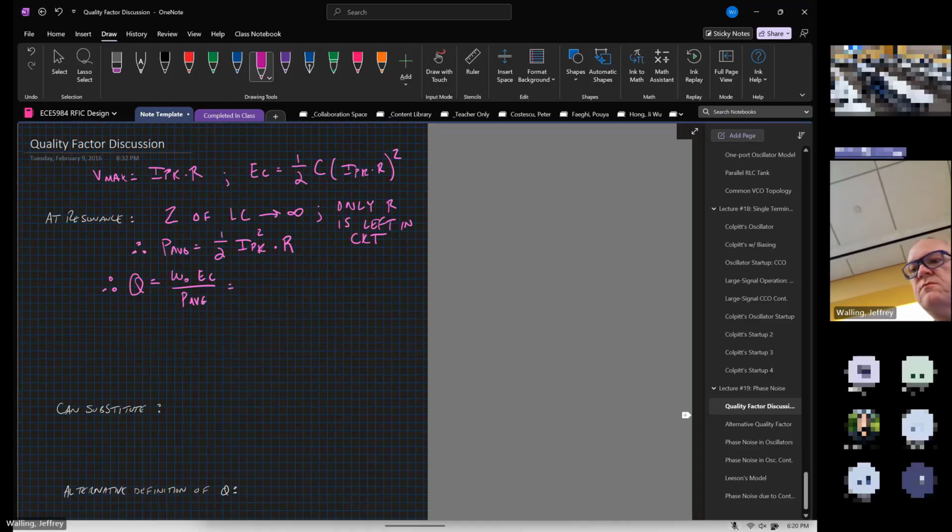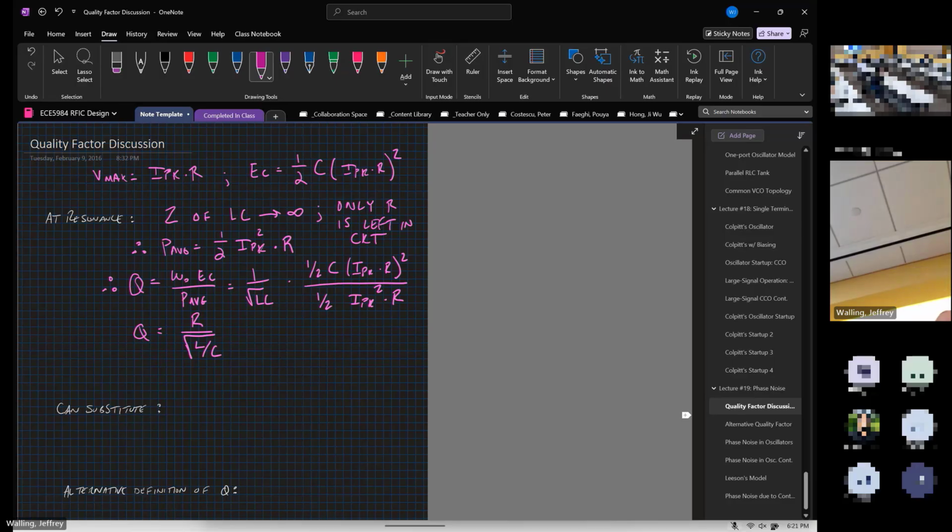And this is equal to 1 over root LC times 1/2 C times I peak times R, squared, over 1/2 times I peak squared times R. Ultimately, if we invert the equation, we can show Q is equal to R over square root of L over C.